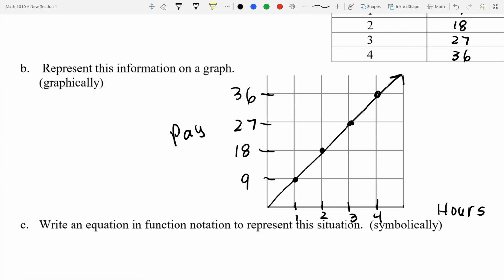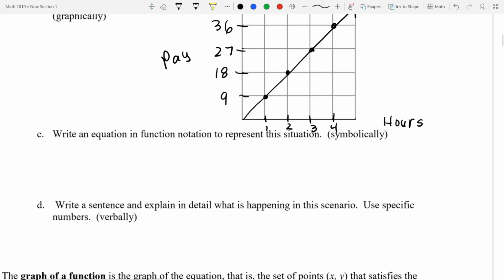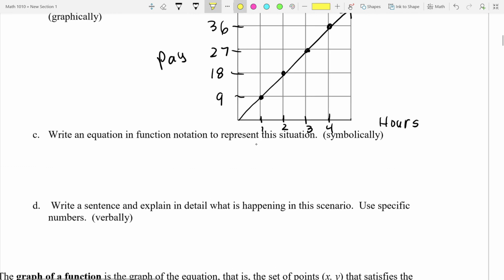Write an equation in function notation to represent the situation. You have to read in this class. Guys, look. Function notation. Someone tell me what function notation is. f of x. Good. Now I want you to write down the equation. This is symbolically. We did this on our activity.